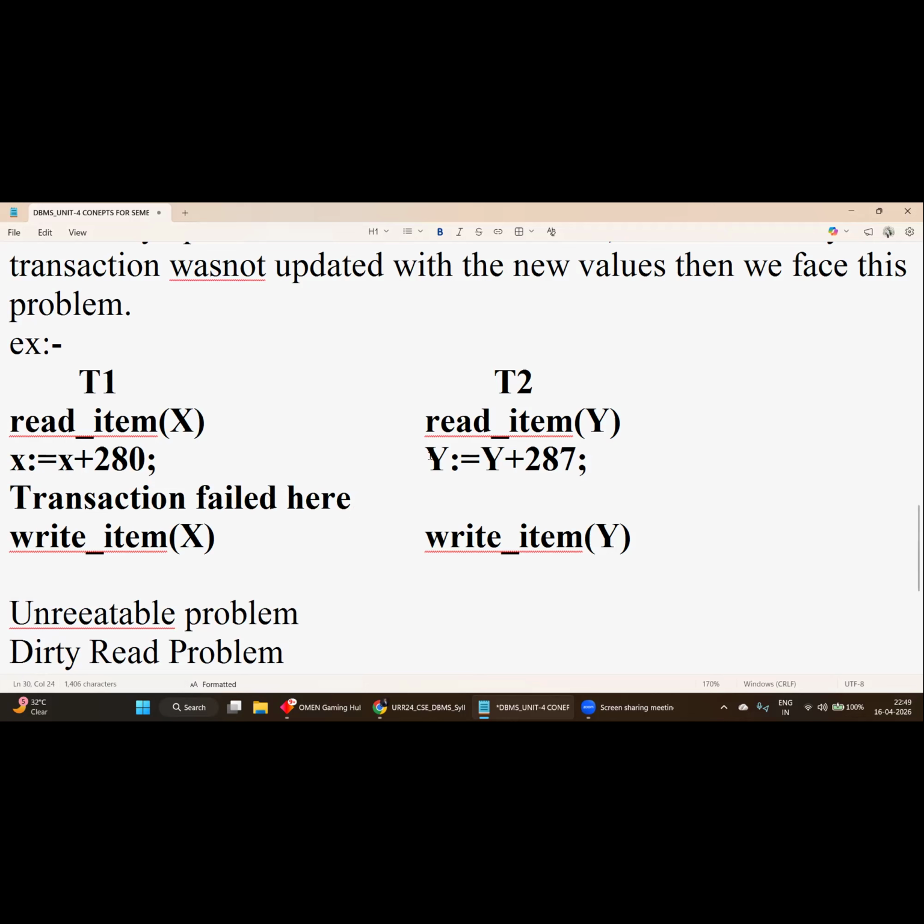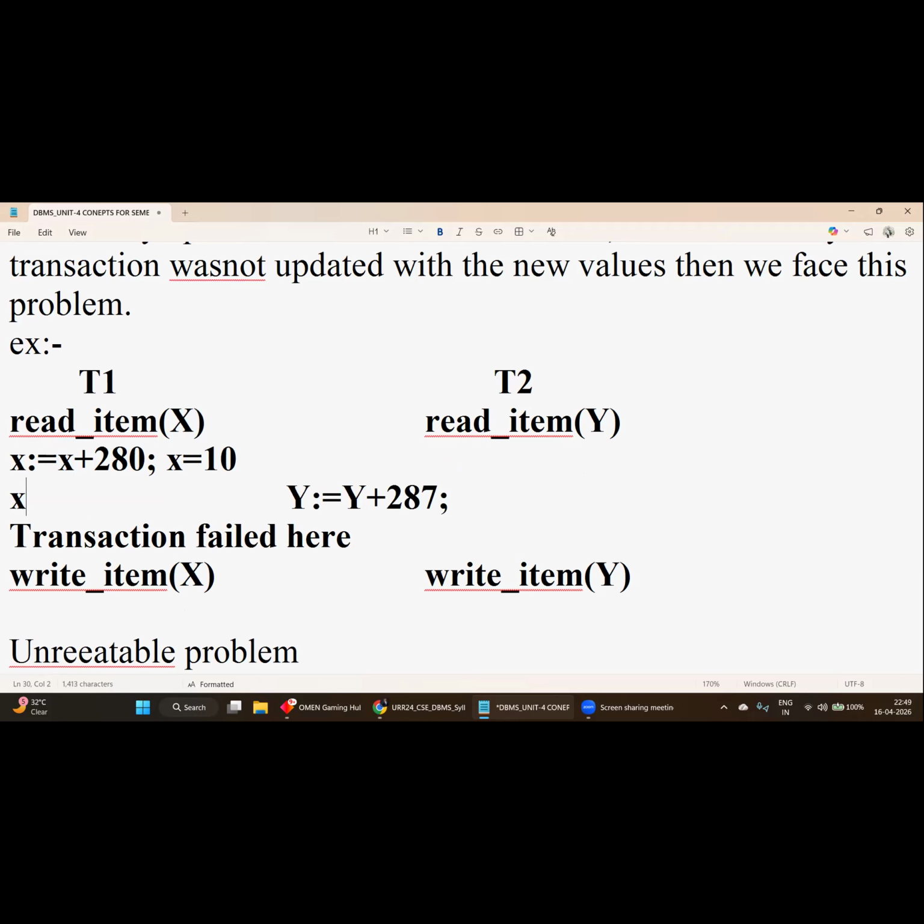then if suppose here the X value is, we assume, X equal to 10. Then what is the updated value of X? That is 290. But here the transaction failed. It won't write the item.